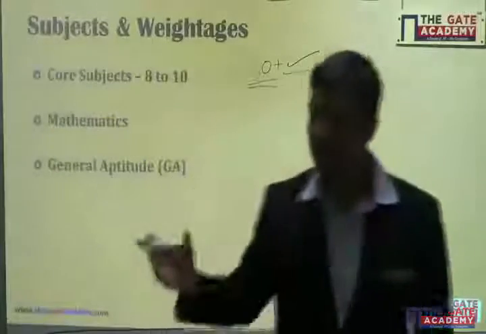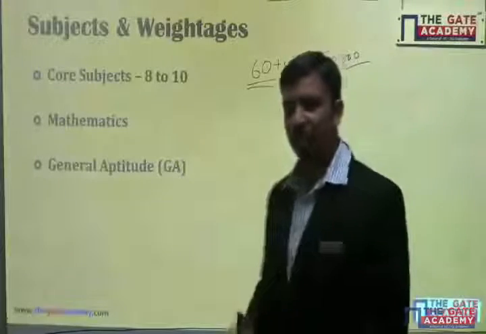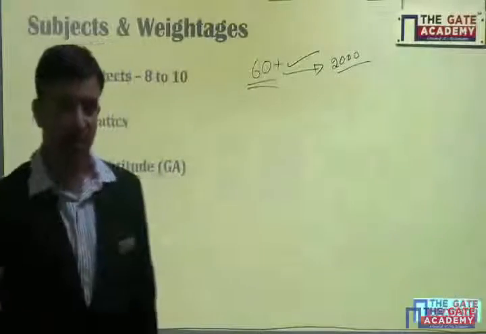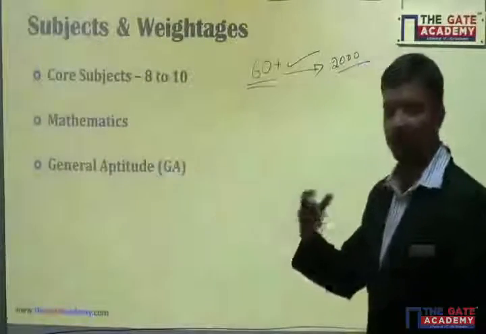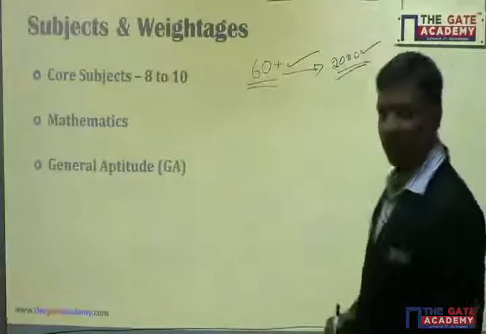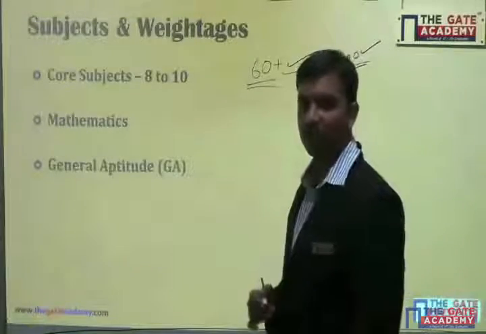Now the scenario has completely changed because PSUs are interlinked and they are providing huge packages. Most of the people who are doing jobs in Infosys and other companies are leaving their jobs and starting GATE preparation. They are spending more than 1 or 2 years, and that is the reason why the competition has increased. If you get 60 plus also, your rank will be around 2000.